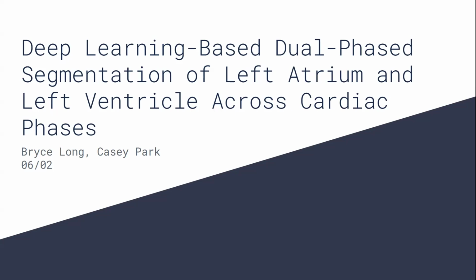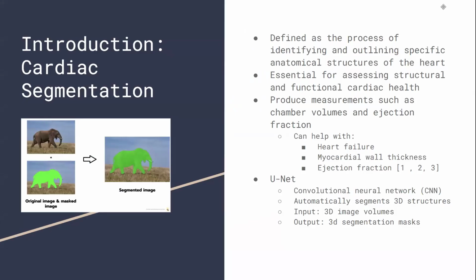Okay. So hi. This is the project done by my partner Bryce and I, and our project will discuss deep learning-based dual phase segmentation of the left atrium and left ventricle across cardiac phases. So just to give a quick overview of what cardiac segmentation is, it is defined as a process of identifying and outlining specific anatomical structures of the heart. It is essential for assessing structural and functional cardiac health, and it can produce measurements as its outputs, such as chamber volumes and ejection fraction.